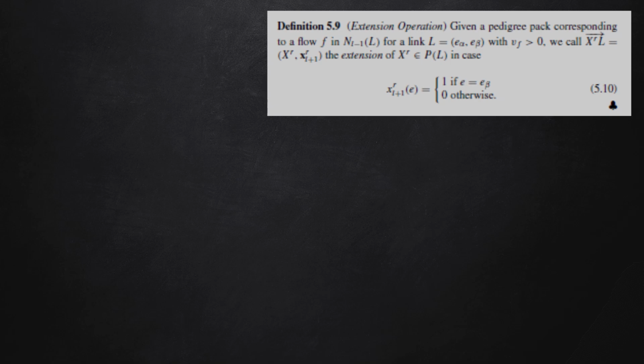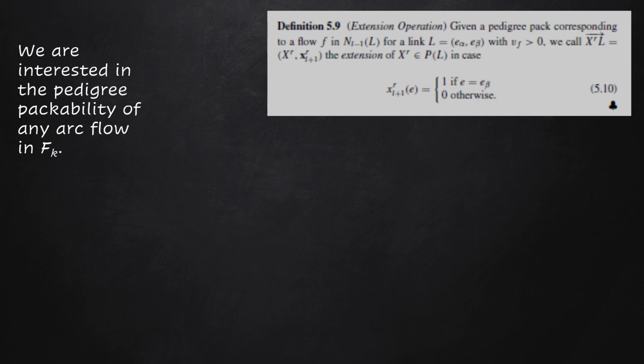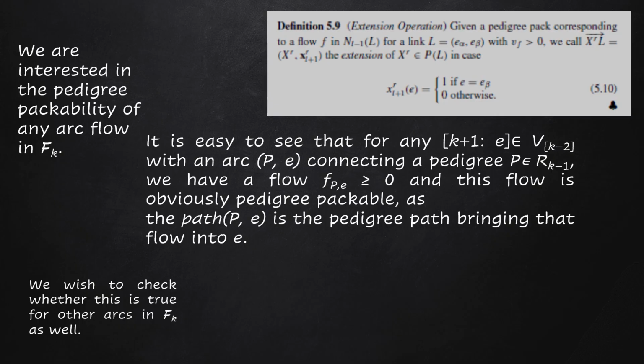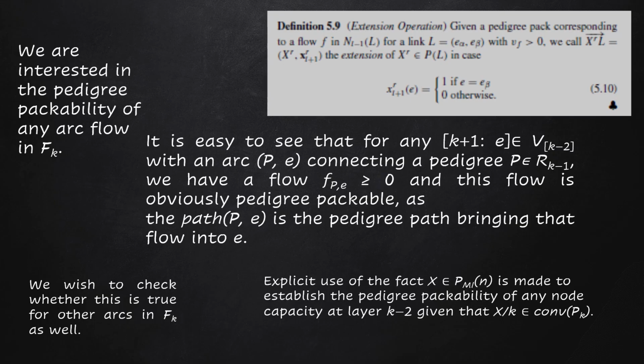Definition 5.9 gives what is meant by an extension of a pedigree pack. Every pedigree in the pack can be extended to a pedigree in P_{k+1}. We are interested in the pedigree packability of any arc flow in F_k. If the arc in F_k connects a rigid pedigree P, then we have a pedigree in P_{k+1}. So we only need to check this for other arcs in F_k that connect to origins in F_k that are not rigid pedigrees. While proving this, we use the fact X is in PMI_{k+1}.